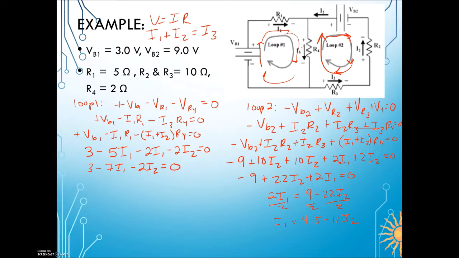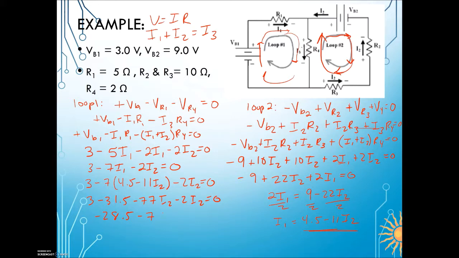All right, now I'm going to take this and plug it back into the other equation for I1. So 3 minus 7 times the quantity 4.5 minus 11I2. So that's this equation right here, minus 2I2 is equal to 0. And now I need to go and distribute that 7. So I get 3 minus 31.5 minus 77I2 minus 2I2 equals 0, or negative 28.5, let's simplify, minus 75I2.